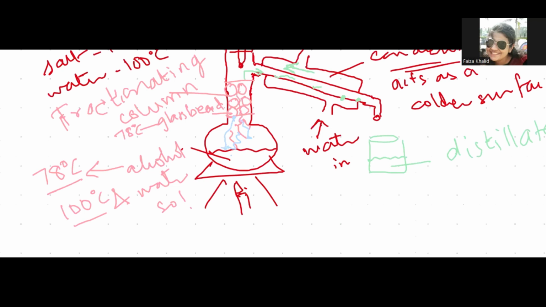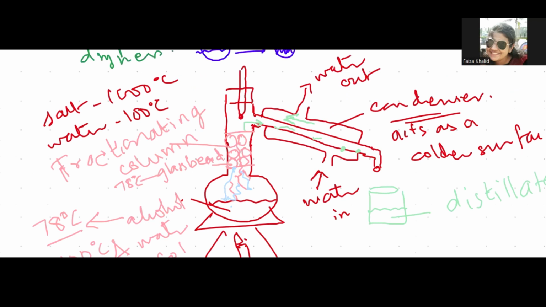Are you getting it? So alcohol would evaporate, it would go over here, it would condense into droplets, and it would be collected over here as distillate. You got it?